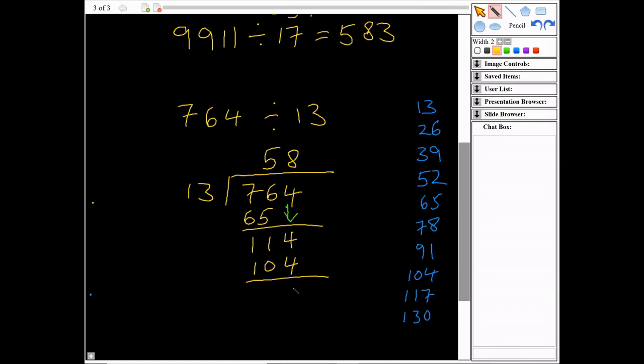And then I'm going to take away. That's going to give me 0 and 1. I've got no digits left over, so I can say that that is 58 remainder 10.